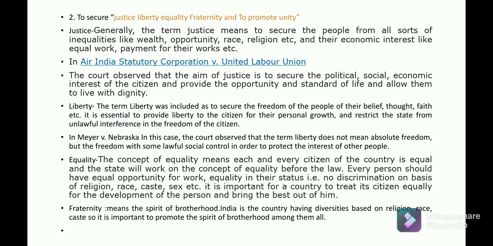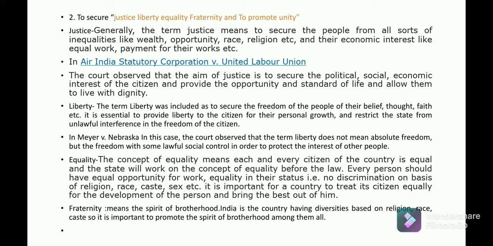Now, the second thing is to secure justice, liberty, equality, fraternity, and to promote unity. Justice means to secure the people from all sorts of inequality. There should be no discrimination. Every person should get equal opportunities in whatsoever they want. Like if they want to work in any government sector, they have some reserved category, but there should be an equal balance, so that all the people of India can get equal opportunity. There should be no discrimination.